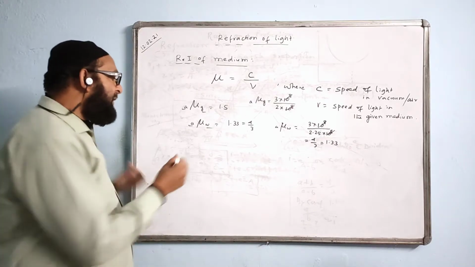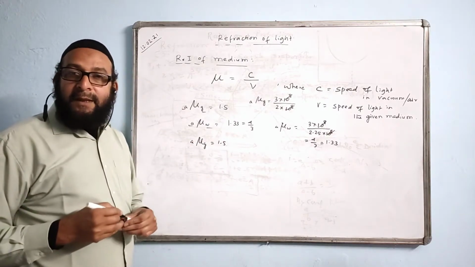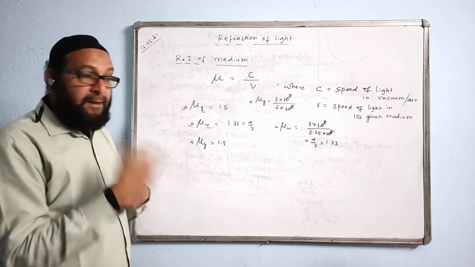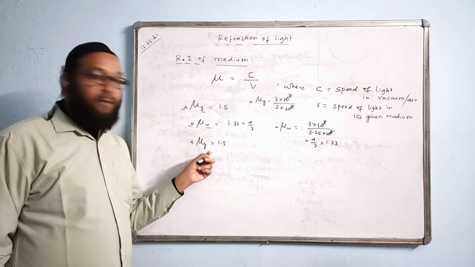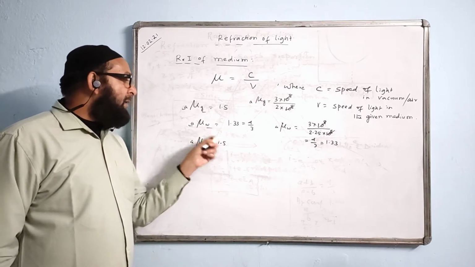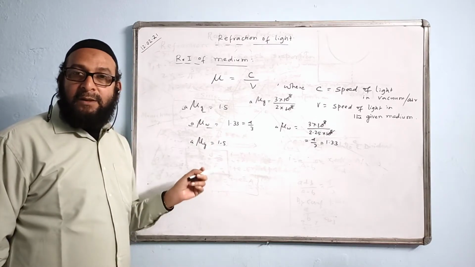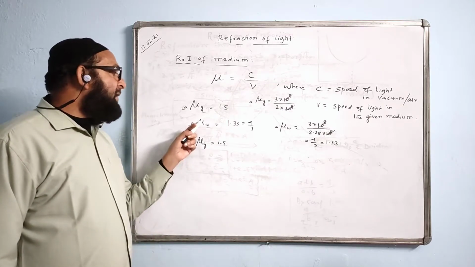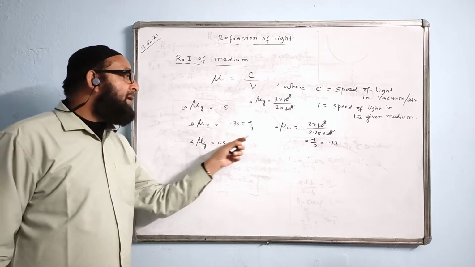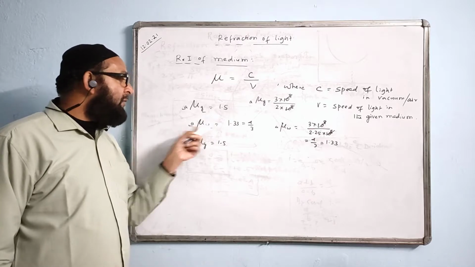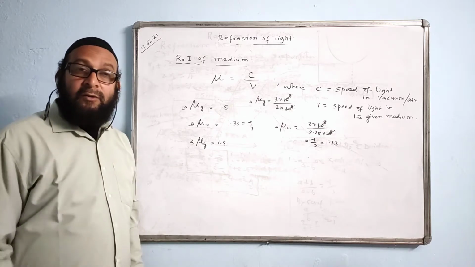Sometimes they ask the question: the refractive index of glass with respect to air is 1.5, what is the meaning of this statement? This statement means that light travels this many times, whatever value is given, faster in this medium than in that medium. That is, light travels 1.5 times faster in air than in glass. That is the meaning of this statement. Similarly, the refractive index of water is 4 by 3. The meaning is that light travels 4 by 3 times faster in air than in water. So this type of meaning or statement question will also come.